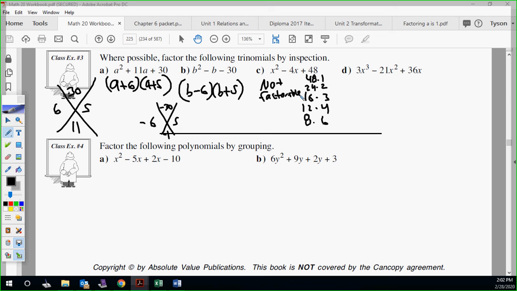Okay, for D, what are we going to do first? Yeah, take a 3 and an x out, right? So take a 3x out, so we're left with x squared minus 7x plus 12. And now we're going to factor x squared minus 7x plus 12. Since you got a plus 12, that means they're the same sign. The minus 7 means they're both negative. So it's going to be 3x times (x minus 3)(x minus 4). Okay. Any questions on that?